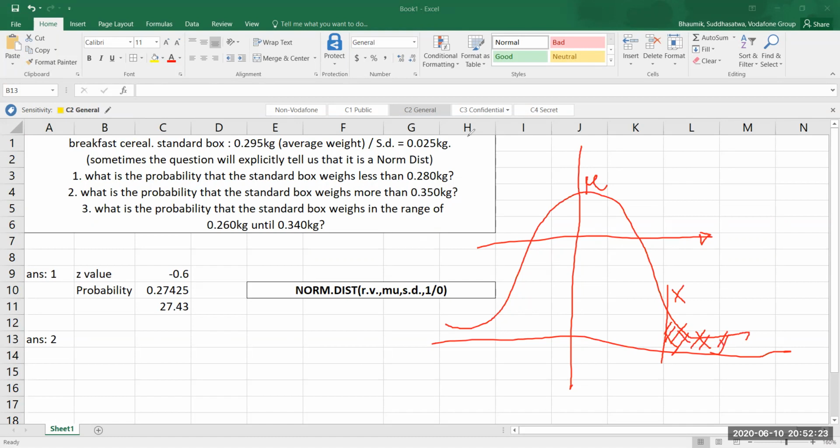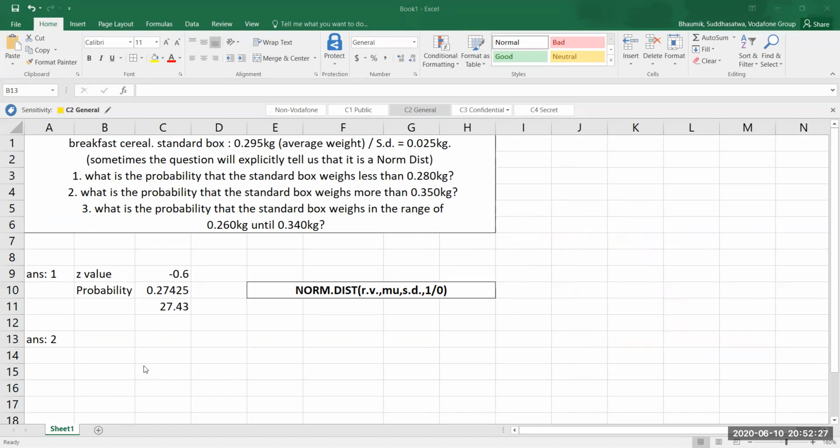So what do I do? In that case, what can I do? Let me just clear all the drawings and let me come over here. Can I calculate the Z value? The answer is yes. I have all the prerequisites to calculate the Z value. Let me calculate 0.350 minus 0.295, divided by 0.025. This is going to be my Z value. Is this correctly done? Let me cross check. 0.350, 0.295 is the mean, good, and standard deviation 0.025, right?